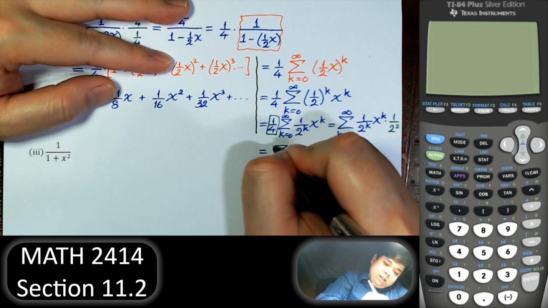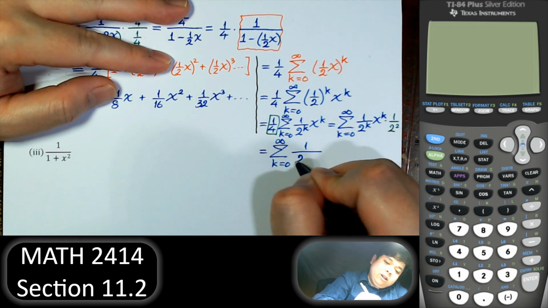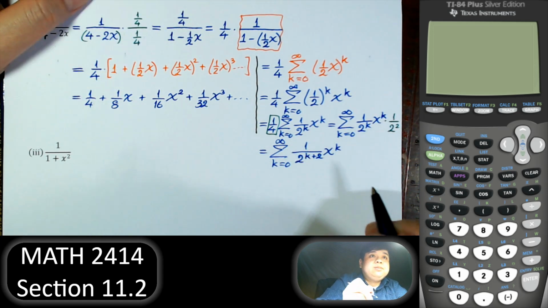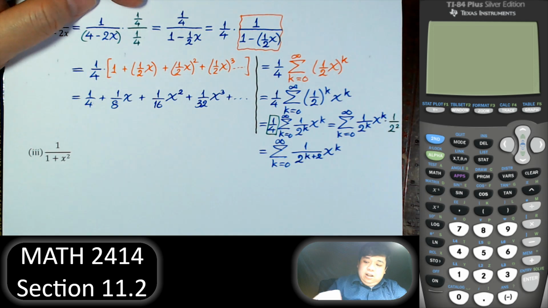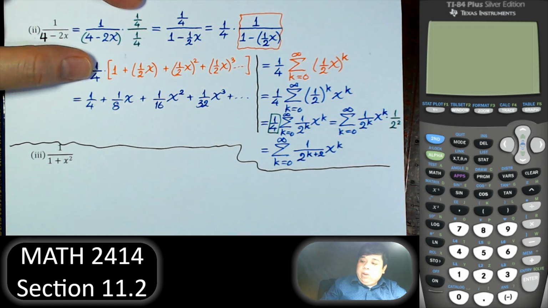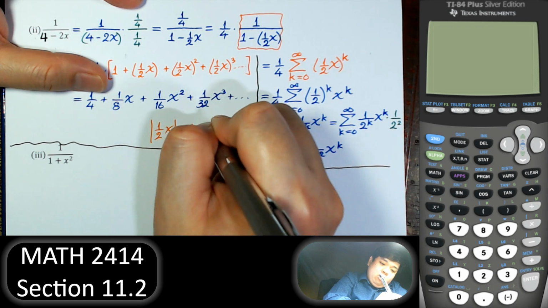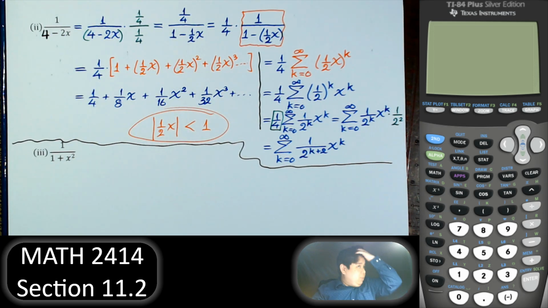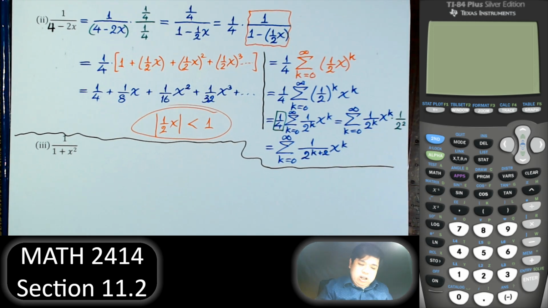The series will be 1 over 2 to the k plus 2, x to the k. Yeah, so we can write like that, or like that. Regardless, we still need to have 1/2 x less than 1 for the series to be convergent. Of course, we can multiply by 2 on both sides, so that part is not really important.